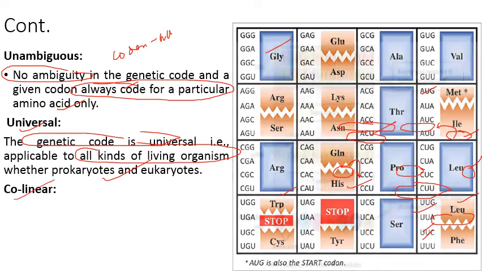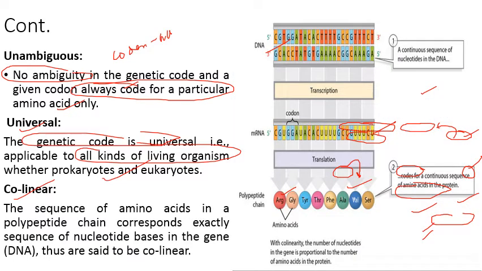The next comes this collinear nature. It means the sequence of amino acids in a polypeptide chain corresponds exactly to the nucleotide bases on the gene or DNA.